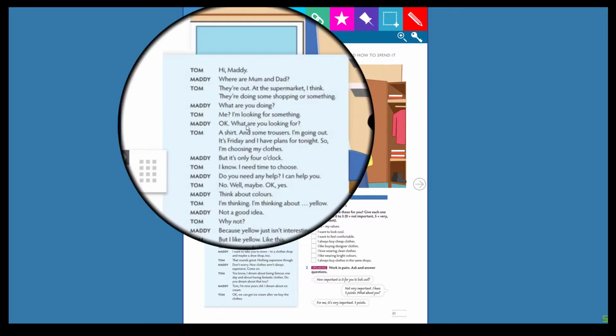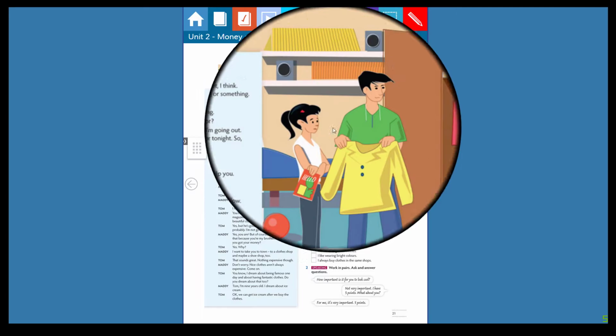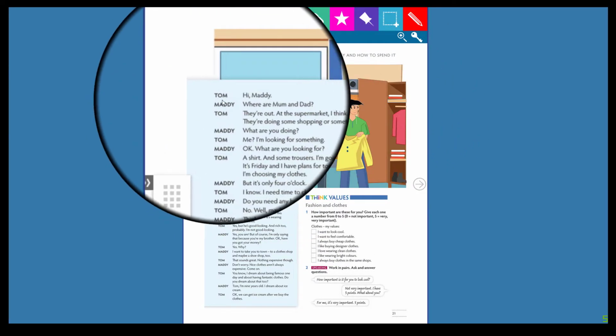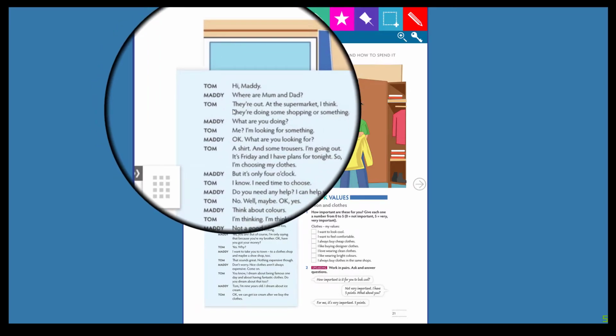The dialogue is between two people. These two people, a boy and a girl, Tom and Maddie. So let's start with the reading.